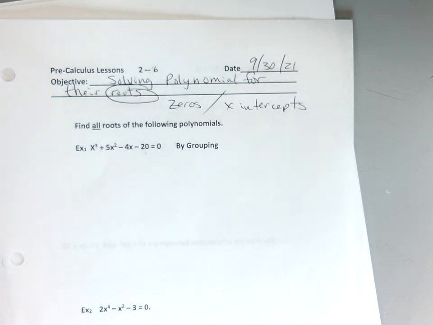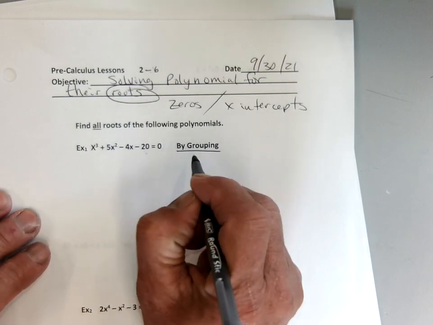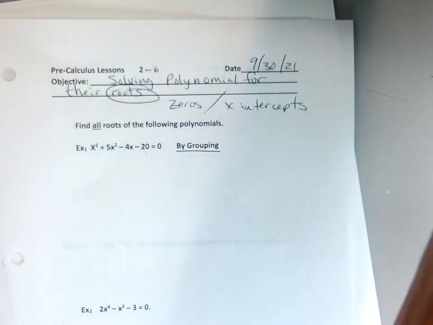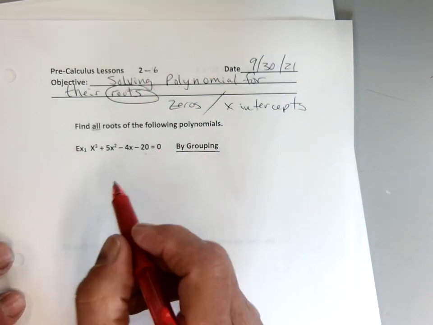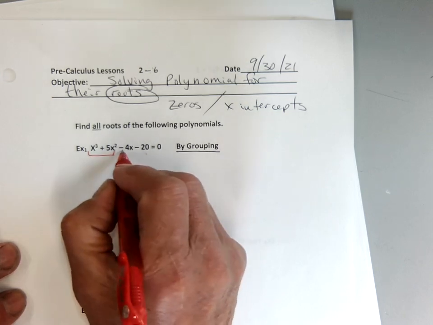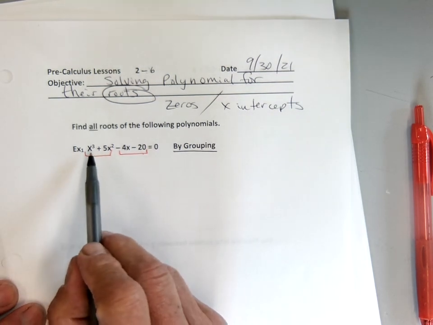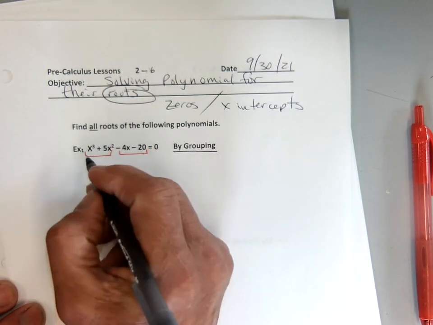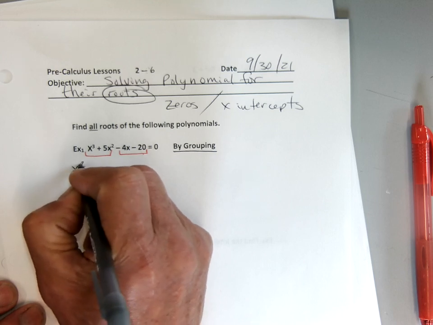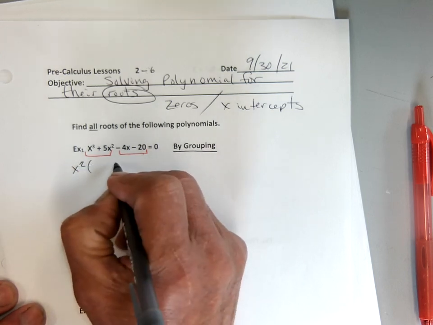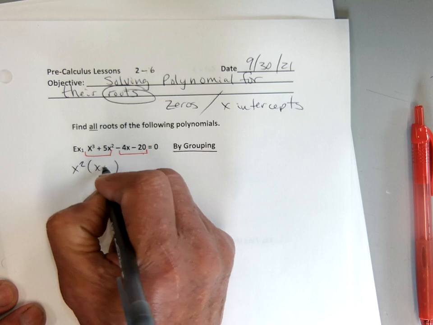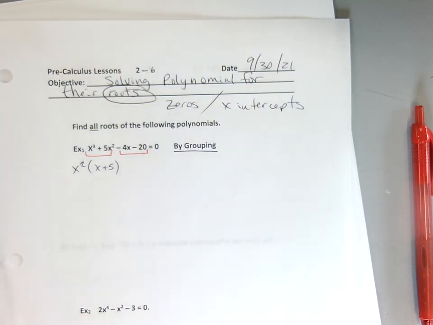Now the one thing we didn't do when we were doing our little Kahoot was by grouping, okay? And we've seen that before. So when I see 1, 2, 3, 4 terms, I like to put 2 of them together and the other 2 together, right? Pair them up. And then we're going to have a common x squared out of the first 2. And that would leave me an x plus 5.